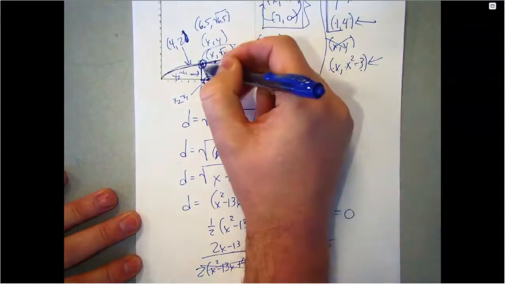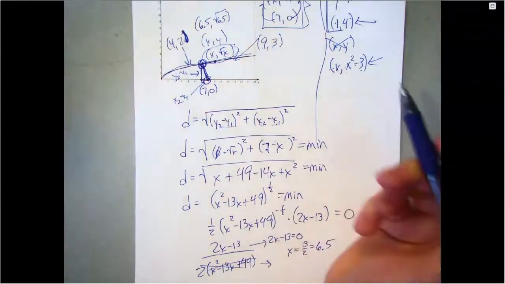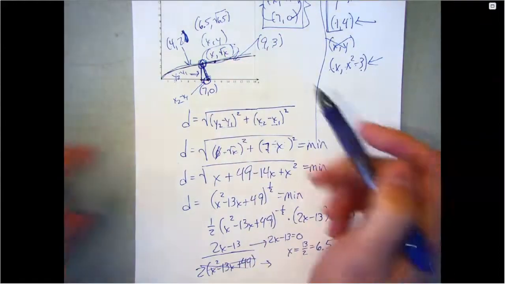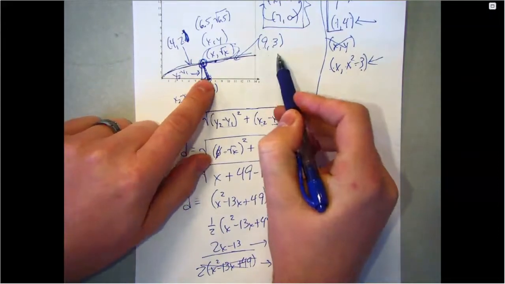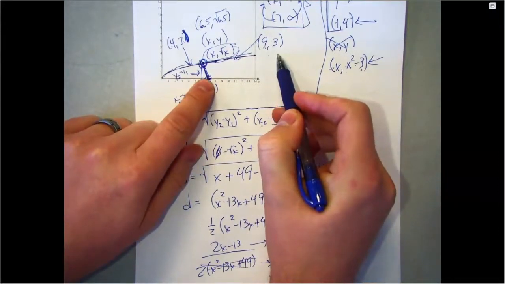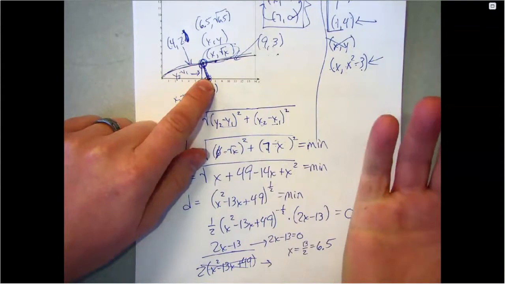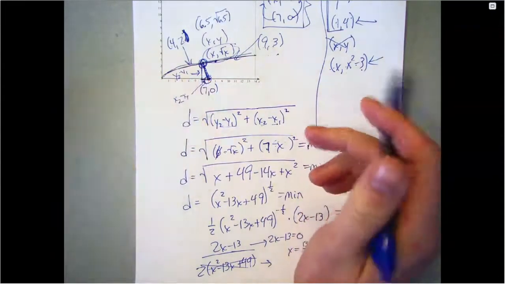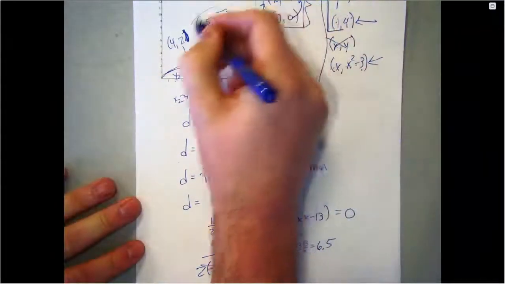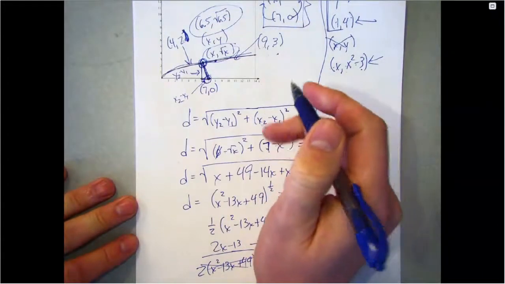Which makes sense to me that the closest point is, you know, if you got x equals 12, you're telling me the closest point is way over here. That doesn't really make sense, but 6.5 does make a lot of sense. It's pretty close to it. So that is the answer that we'd be looking for.